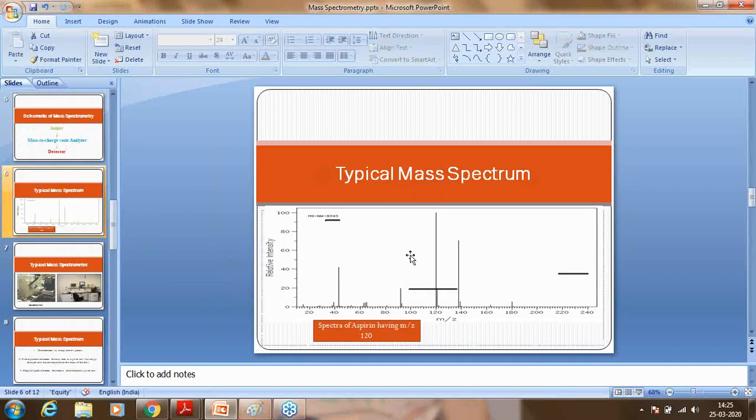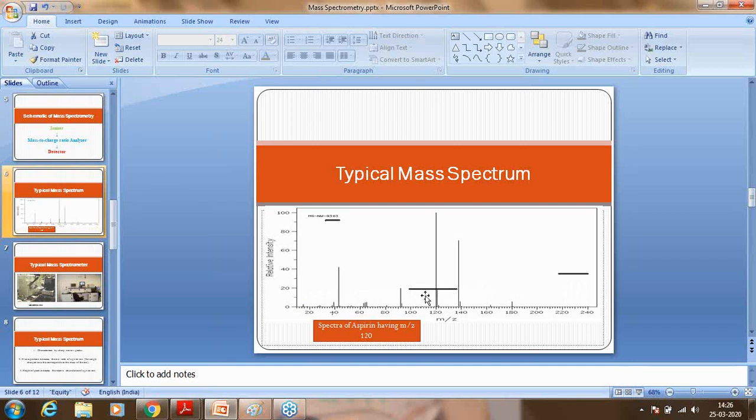Here, this is the mass spectrum. You can see the mass spectrum of aspirin. Along with this long sharp peak, there are other small peaks also available there. These other peaks represent other molecules which are present in the sample. It may be impurities also.